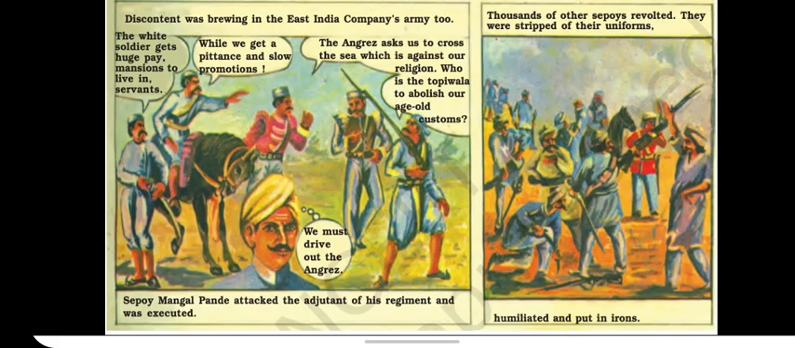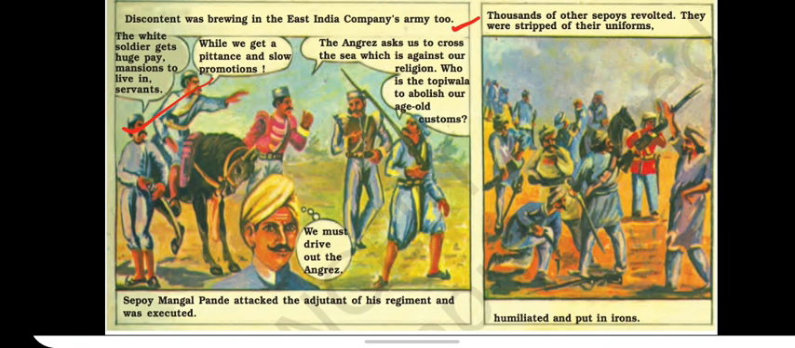Discontent was brewing in the East India Company's army too. Discontent means dissatisfaction. Was brewing means it was growing in the East India Company's army too. Now in the East India Company, it was not only English people, right? Many Indians were also in the army. Now what are they saying? The white soldiers get huge pay, mansions to live in, servants, while we get a pittance and slow promotion. Now they are comparing themselves with white soldiers. So white soldiers have more privilege.